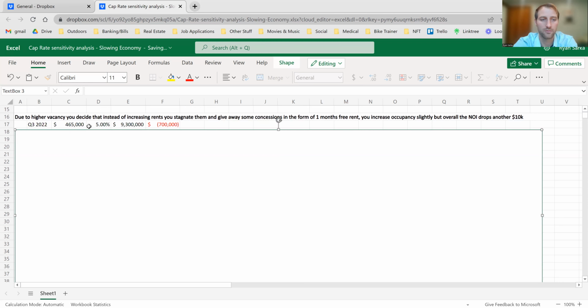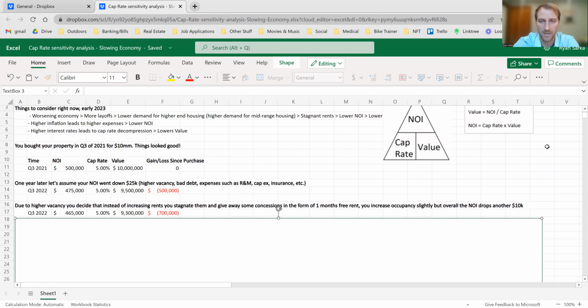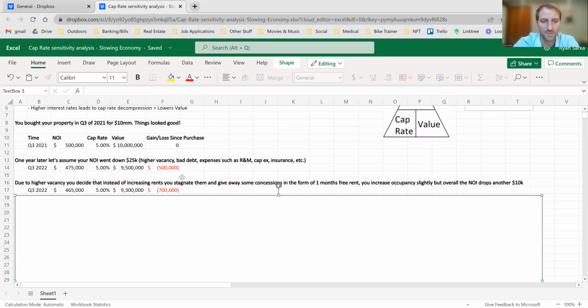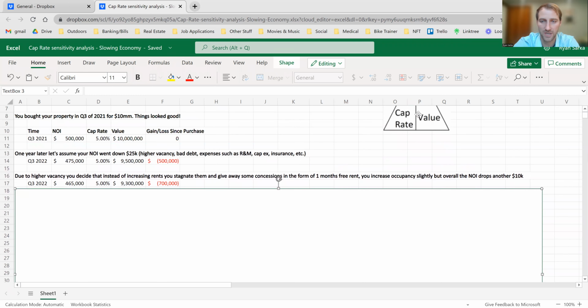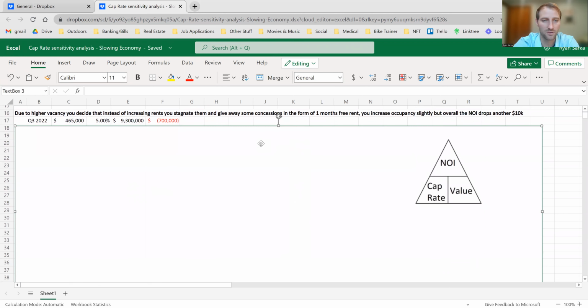So here we are. We're down to $475,000 in NOI with the same 5% cap rate. And you've actually lost a total of $700,000 on this property so far, if you're looking at the value alone. And again, that's just going through our equation. Value is NOI divided by cap rate. Cap rate stayed the same, 5% these 2 years, and our NOI has been steadily dropping. So that means we've steadily dropped the value of our property. Let's just drag this down so we have it next to us, in case you're not super familiar with those equations.